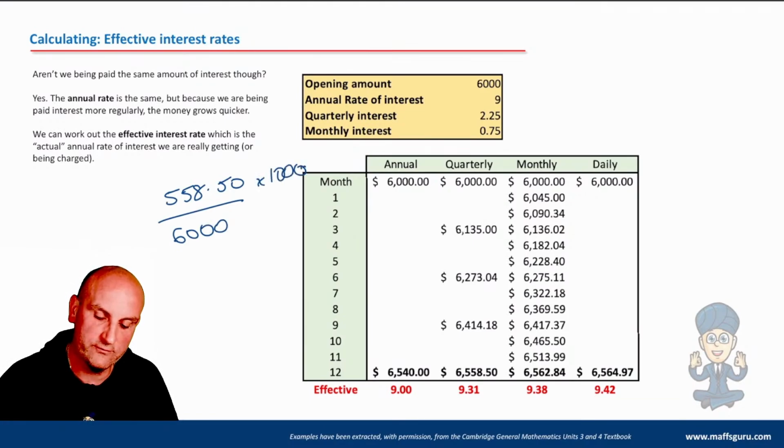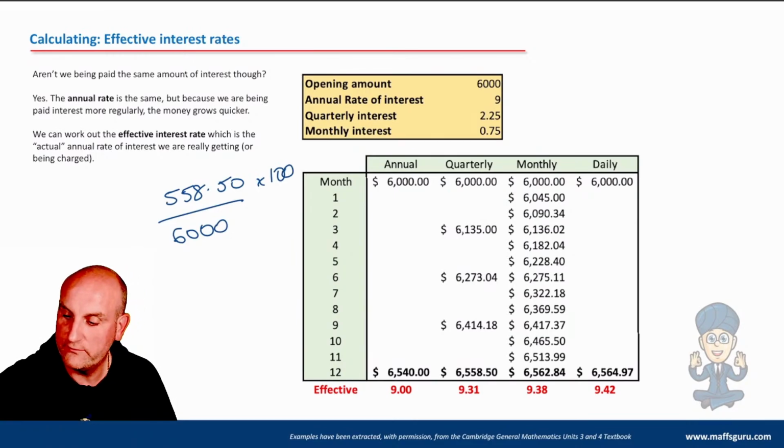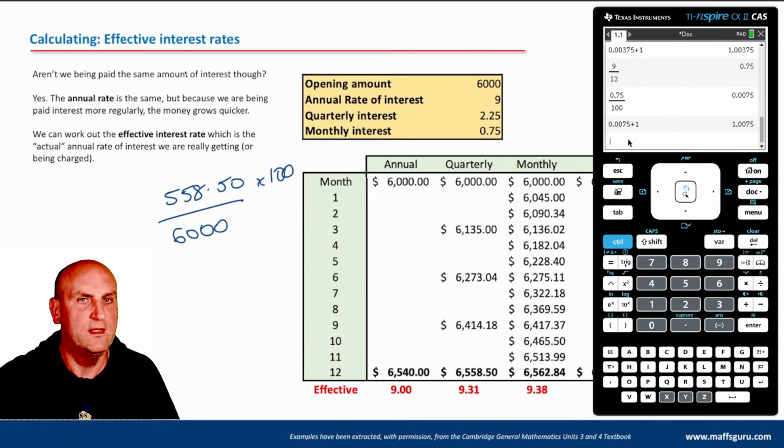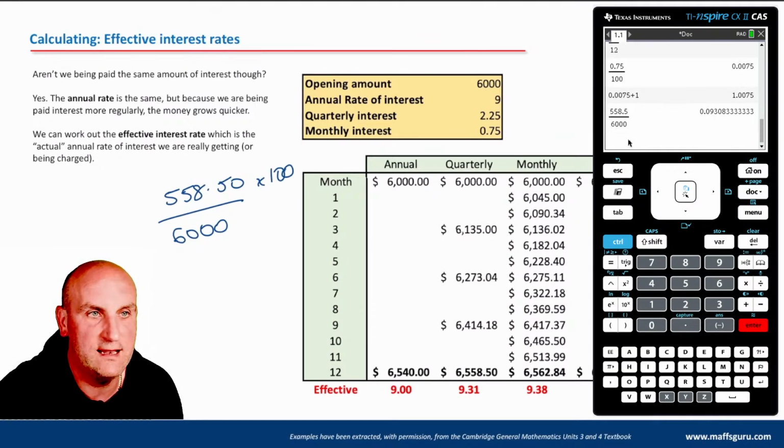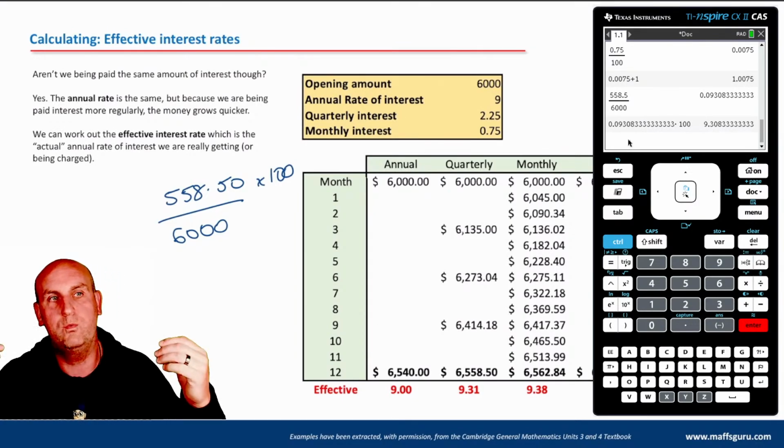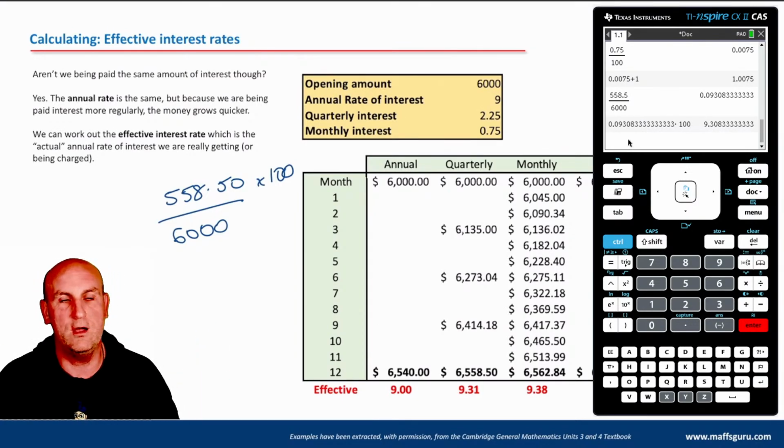Let's see what comes up. 558.50 divided by 6000. Hit enter. Would you times that by 100, please? And whoa, 9.31%. Thank you very much.